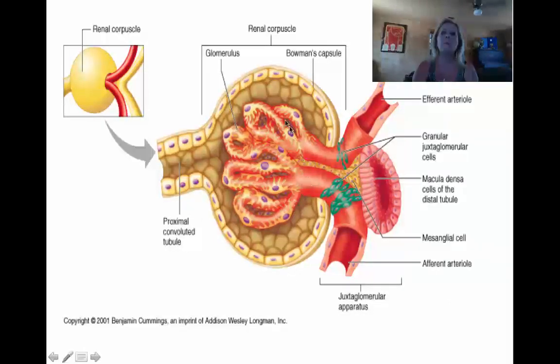Now, inside Bowman's capsule are what are referred to as the glomerular capillaries. And the glomerular capillaries are called that because glomerulus means a ball of yarn, and somebody looked at it and said, you know, they all look confused in there, so they look like a ball of yarn. And so we have here the afferent arteriole that's leading into the glomerular capillaries, and then we have the efferent arteriole that's leading out of the glomerular capillaries. And we need to take some time and talk about both the glomerular capillaries and then the arterioles.